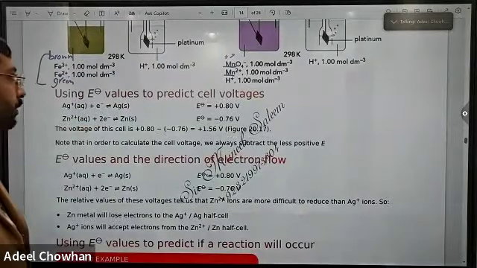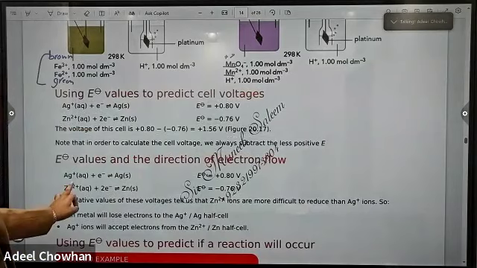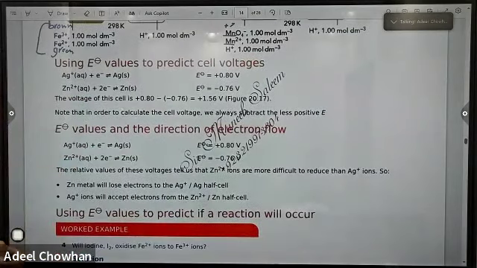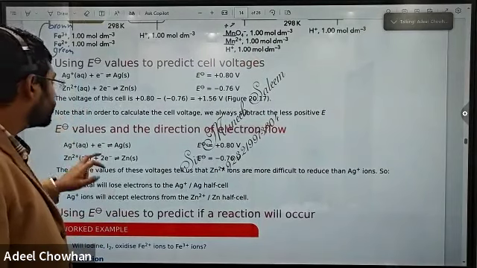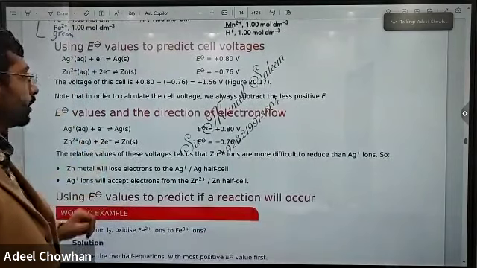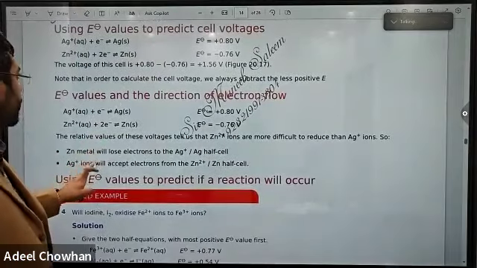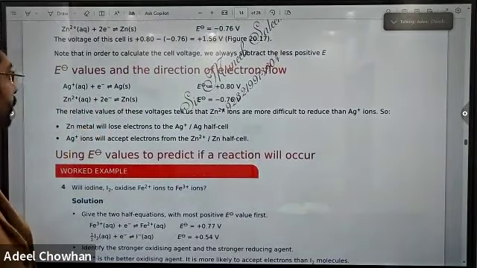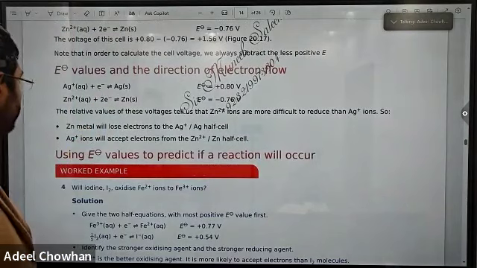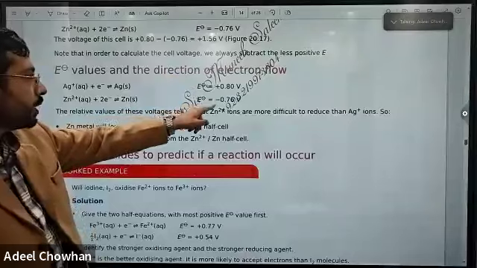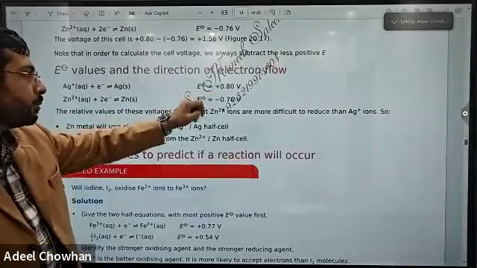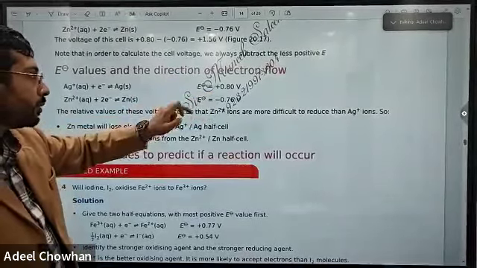Using E naught values to predict cell voltages. So we now have the reduction reactions of these two elements, silver and zinc. E naught values and the direction of the electron flow. The relative values of these voltages. If you compare these two values, we have plus 0.8 volt and minus 0.76 volt.